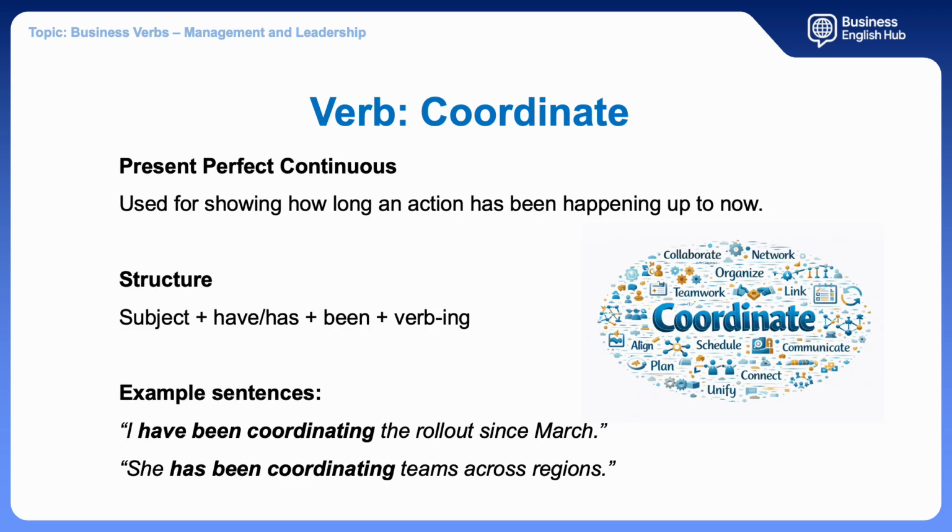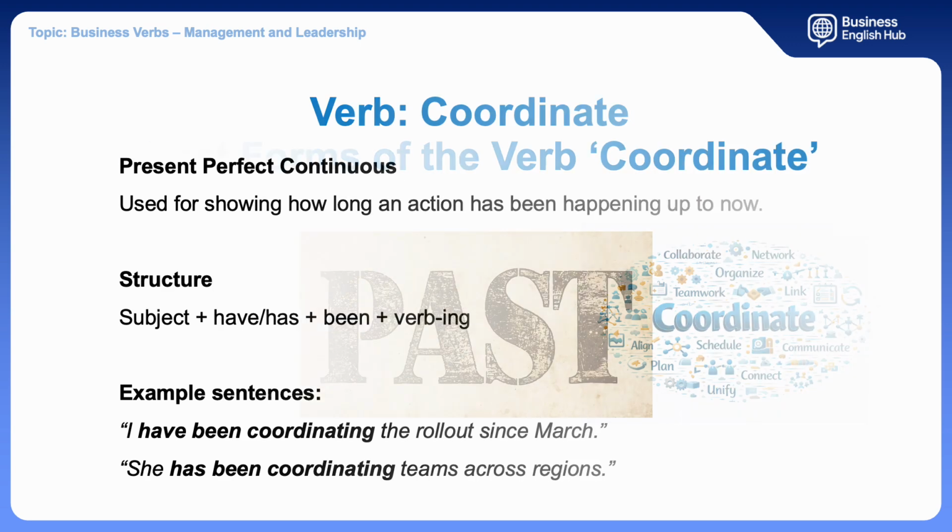The present perfect continuous is used for showing how long an action has been happening up to now. The structure for the present perfect continuous of the verb coordinate is subject plus have or has plus been plus verb ending in ing. Example sentences include: I have been coordinating the rollout since March. She has been coordinating teams across regions.